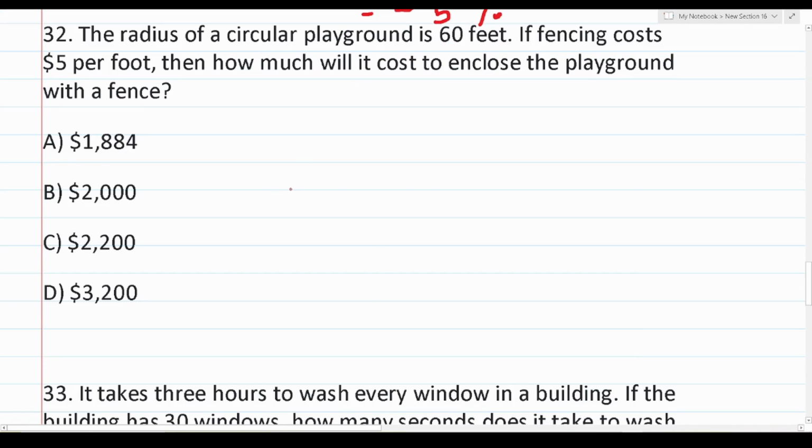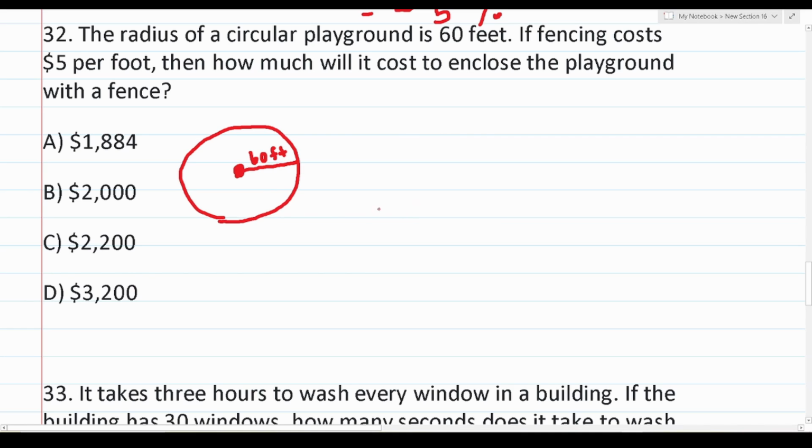All right, number 32 says the radius of a circular playground is 60 feet. Fencing costs $5 per foot. Then how much will it cost to enclose the playground with a fence? So if it's helpful, you can draw a diagram. Specifically, we know we're working with a circular playground that has a radius of 60 feet. In case you haven't worked with geometry in a while, radius is defined as the distance from the center point of the circle to the edge of the circle. So we know this distance is 60 feet.